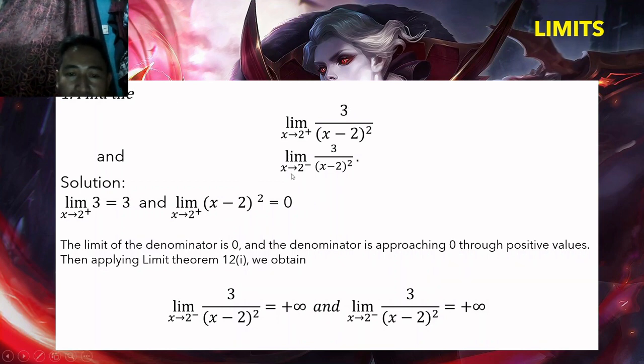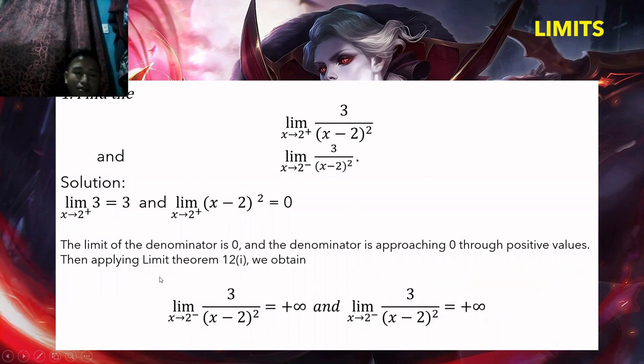Solution, class. We consider 2 plus and 2 minus. The limit of 3 is a constant, and the limit of a constant is the constant, so 3. Then the limit of (x minus 2) squared as x approaches 2 from the right is 0, and the same goes for 2 from the left.